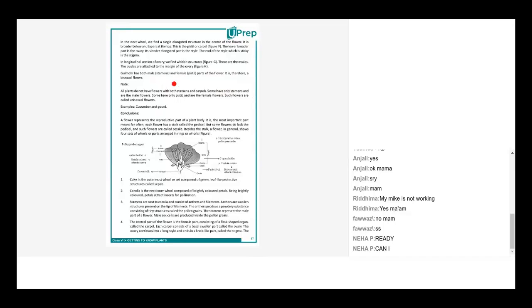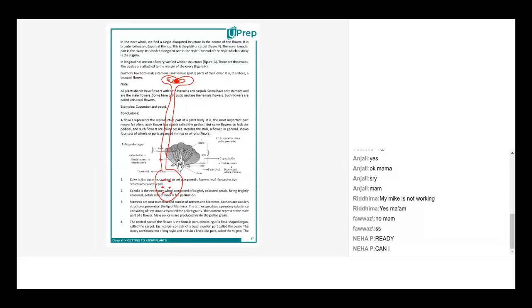Let me draw this elaborately now. Okay, so this is what happens. All right. So there would be a bumblebee or a bird, or maybe through self-pollination, a few pollen grains would come here, and they will get stuck here.